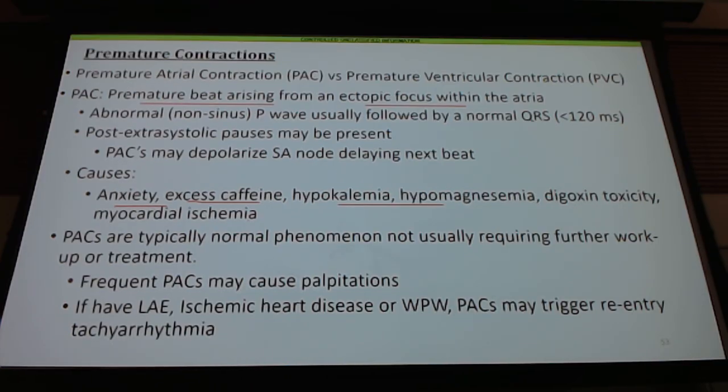The one situation where there is a concern with a patient having a PAC is in settings where they have Wolff-Parkinson-White. We'll talk about Wolff-Parkinson-White in our next lecture, but that controlled Wolff-Parkinson-White beating at 60, 70 beats per minute all of a sudden gets hit with that PAC, and now it triggers a tachyrhythm. Now there's a problem with this.